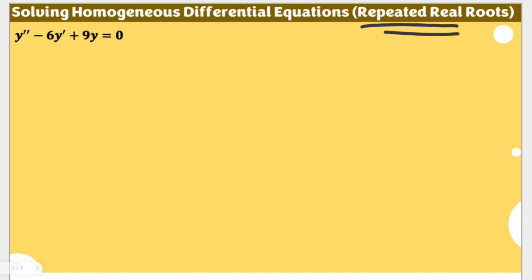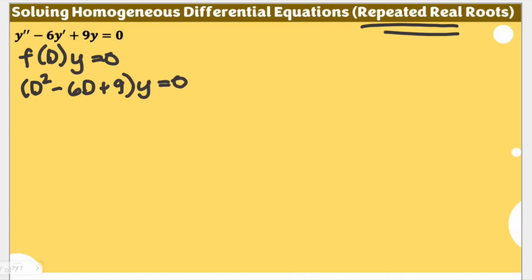So first, let's start by writing this equation in the form of an equation with differential operator D. So we can have this form here, f of D of y equal to 0. Our equation now becomes D squared minus 6 times D plus 9 multiplied by y equal to 0. Right after this, we can rewrite this equation into an auxiliary equation using a variable m. So we can simply have m squared minus 6m plus 9 equal to 0.